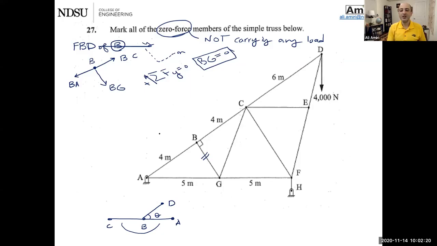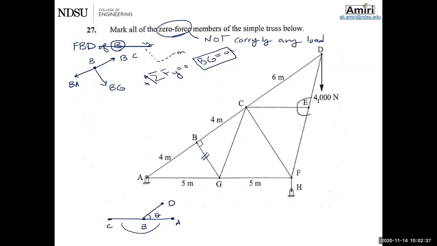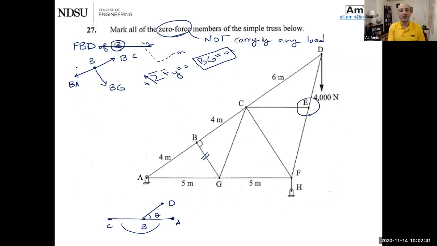Do you see any other members that you can pick that have the same characteristics here? 2 members in one direction and the third one kind of branching out? Look here. Would point E? Point E, exactly. It's the same case. You can draw the free body diagram the same way. EC is going to be a 0 force member.